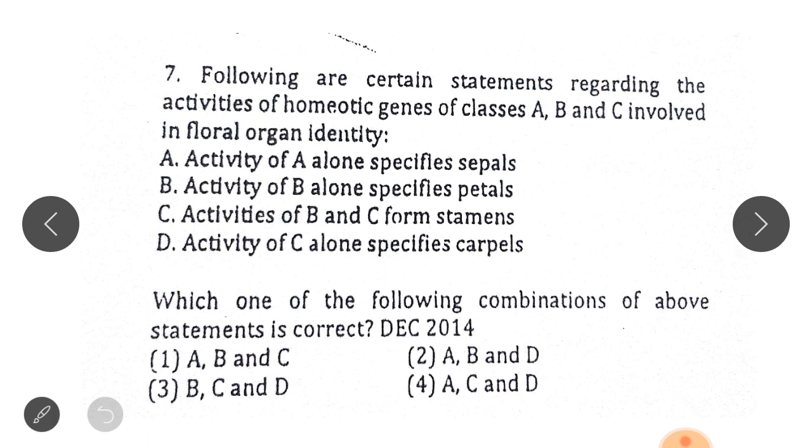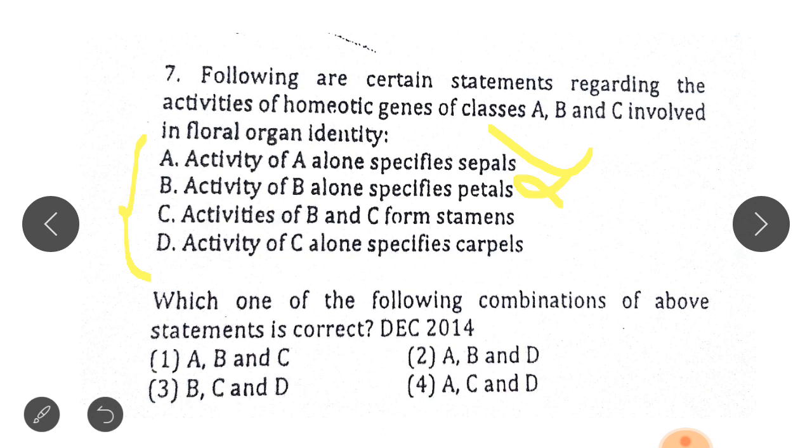Following are certain statements regarding the activity of homeotic genes of class A, B and C involved in the floral identity. These 4 statements are given on the basis of the expression or the function of class 1, 2 and 3. Which are the correct statements we have to isolate? So first, activity of A alone specifies sepal, absolutely right. Activity of B specifies petal alone, which is very wrong because A plus B specifies petals.